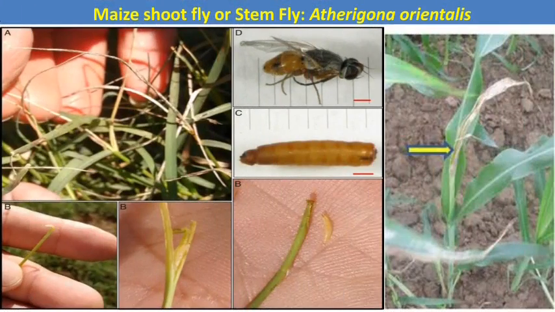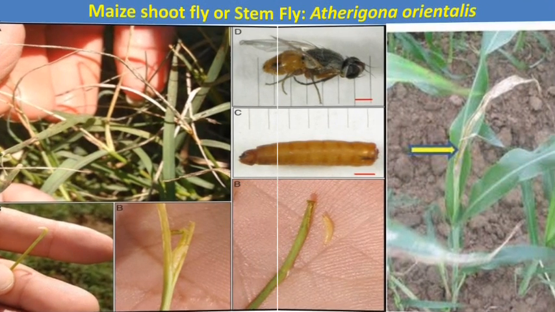The next pest of the maize is shoot fly or stem fly. The species is Atherigona orientalis. This shoot fly is a dipteran pest, hence the damaging stage is maggots. The yellowish color maggots enter into the shoots, tender shoots or central shoots, and feed on the inner content of the shoots, causing a characteristic symptom, that is the dead heart. And in case of severe infestation, side branches or side tillers also occur.